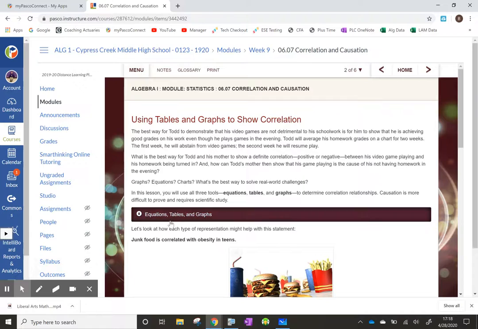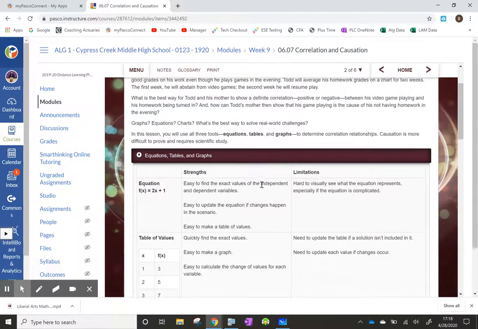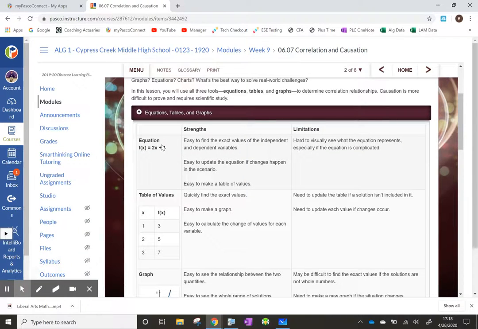What we're going to look at are equations, tables, and graphs, because you can collect your data and analyze it through making an equation, a table, or a graph. There are pros and cons to each, and this is kind of a list. So if you have an equation, don't look at this equation for any particular reason. If you're wondering why it's 2x plus 1, it's just a random equation, so don't worry about that. It's just the equation in general.